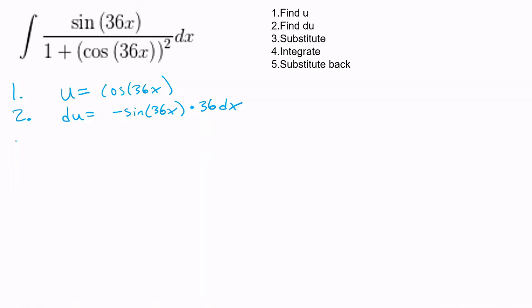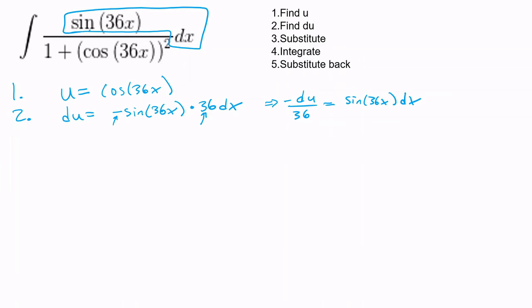So then 3 would be to substitute, but we should probably take a second first, because we'll notice that in the original function there is no negative and there is no 36 outside any of the trig. So the way we deal with this is anything extra on the right hand side we just divide over. So that's du negative over 36, all right, equals sine 36x dx. Now this and this can get substituted out for just that.